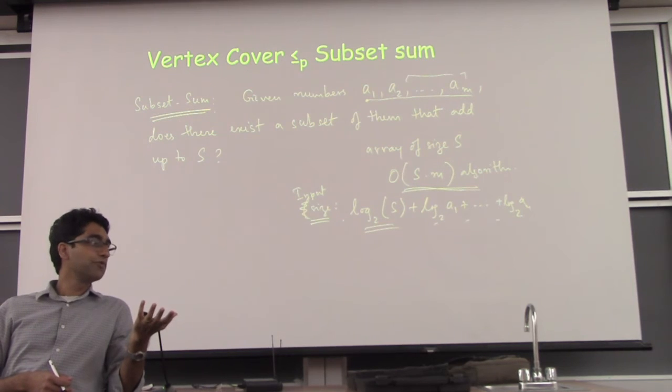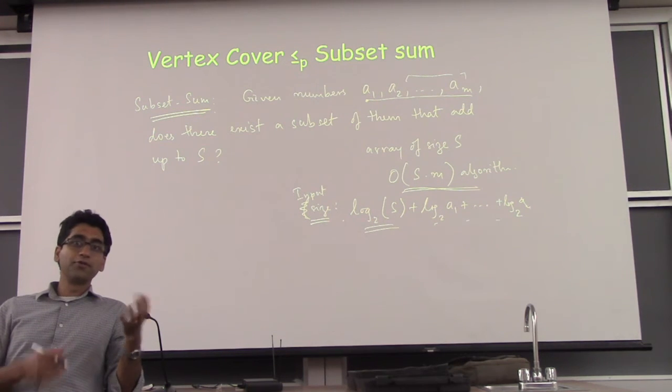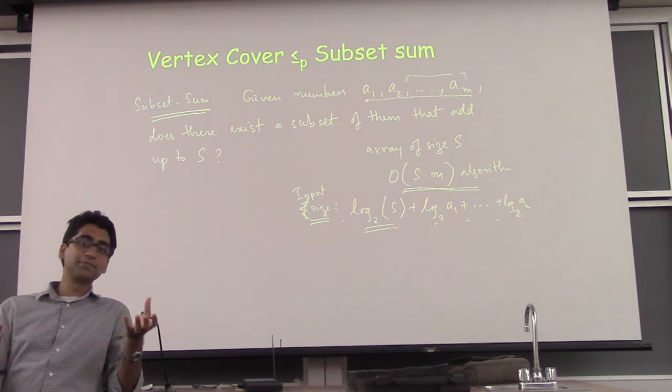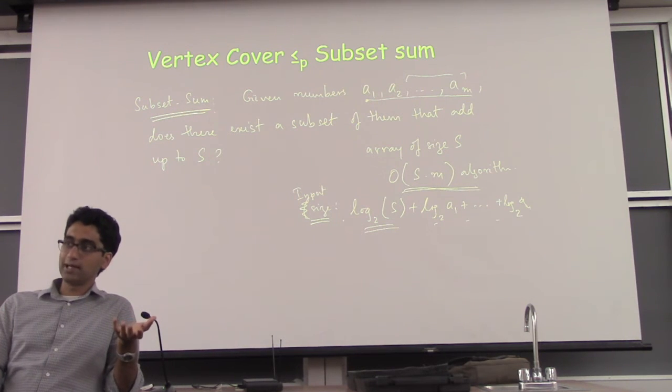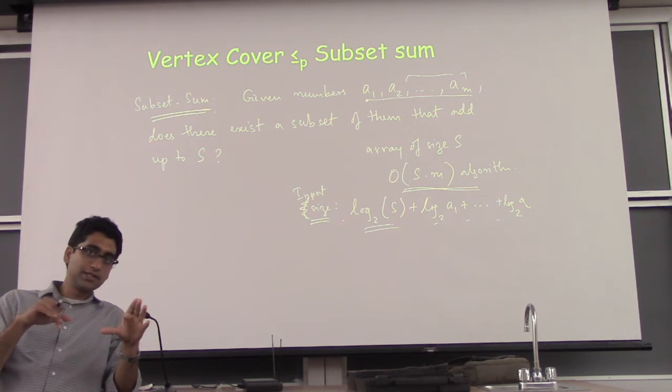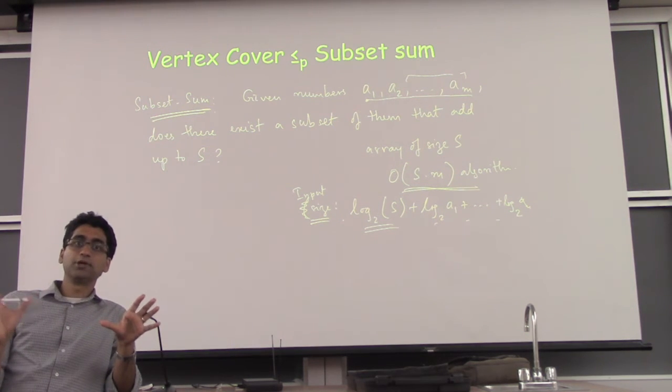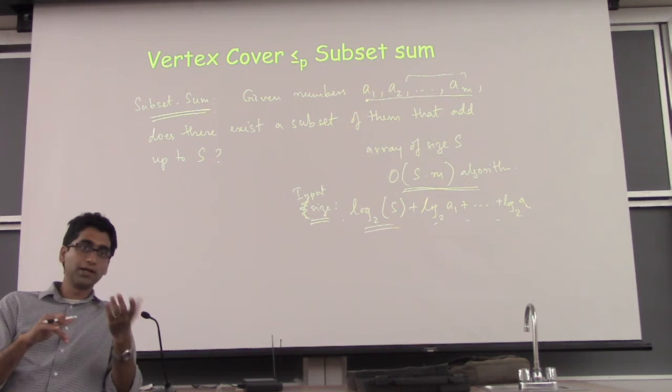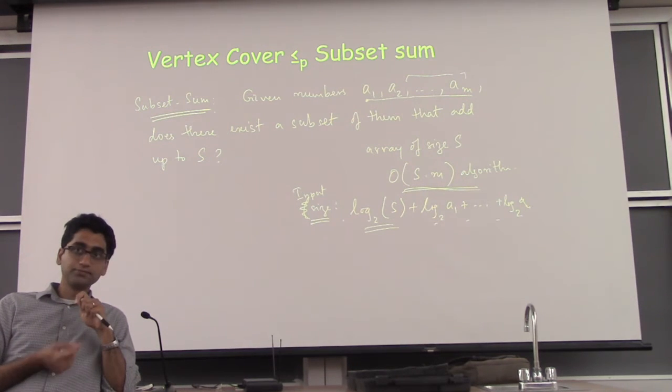The same is true in factoring. Factoring is one of these problems that we don't know how to solve in polynomial time. If you are given a number n, break it up into P and Q such that n equals P times Q, where P and Q are both bigger than 1. So this is the factoring problem.